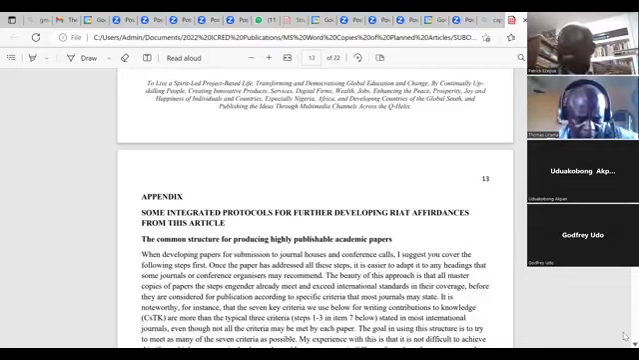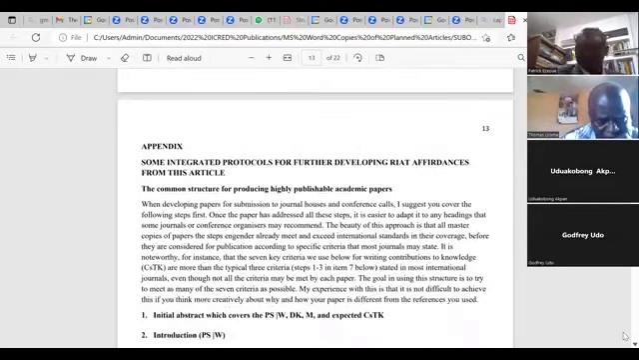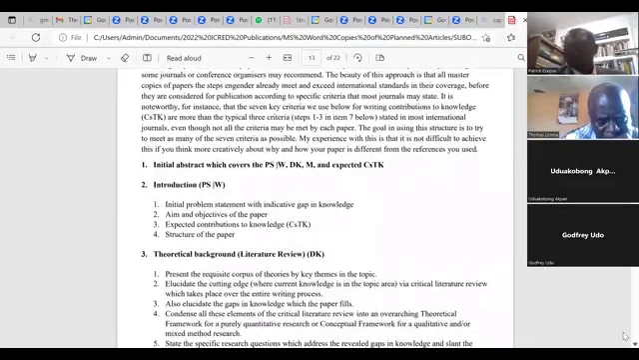Meaning a system for writing the best papers globally, which we call the common structures for producing highly publishable academic papers. That's number one. Let me take you through that because that's exactly the session we're dealing with now. The magic of this is that if you look at this, it's exactly the boxes in the research methods canvas that are put in sections. So that when you write your papers, you're using them.